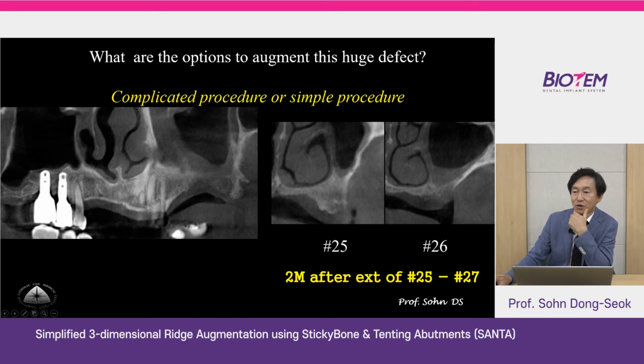What are the options to augment this huge vertical defect and sinus augmentation? Would you like to do a complicated procedure using the bony plate technique, Blackman technique, or mesh technique? Would you like to do a simple technique using StickyBone?